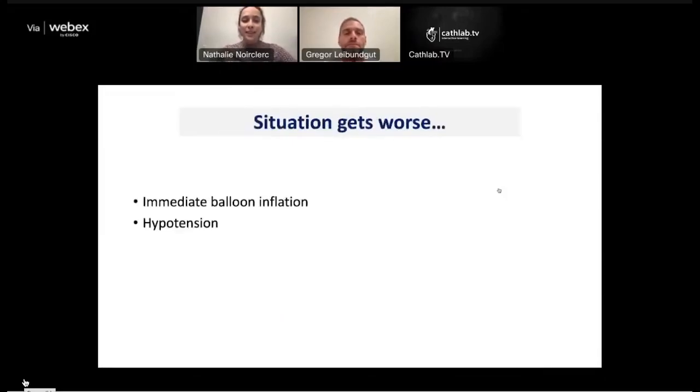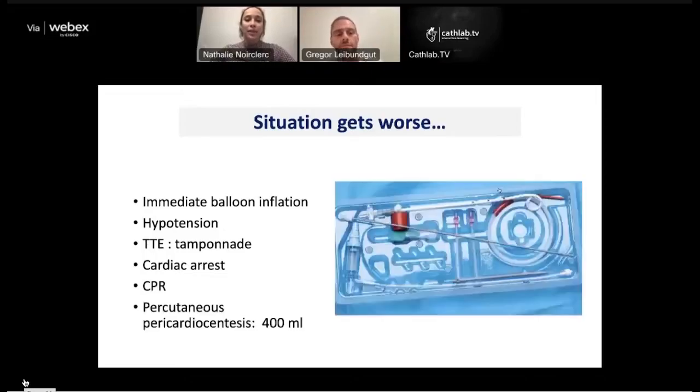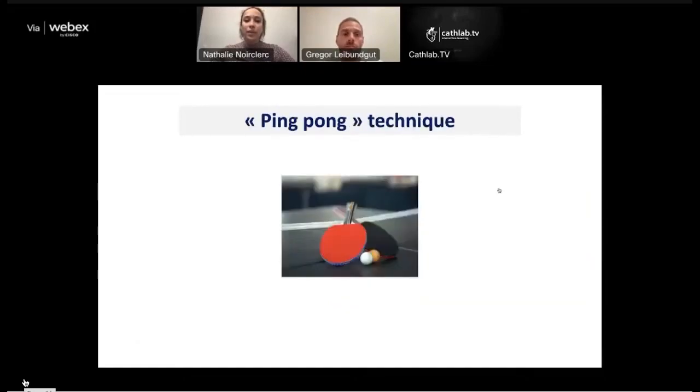And what comes next? So after the immediate balloon inflation, the patient quickly became unstable with hypotension. We performed a TTE that confirmed the tamponade. He underwent a cardiac arrest. So we performed CPR and emergent percutaneous pericardiocentesis that drained 40 milliliters of fresh blood. And we could treat the culprit that was happening now.